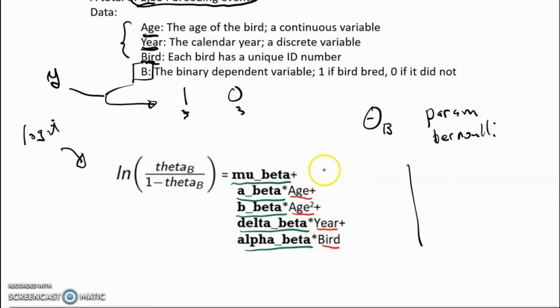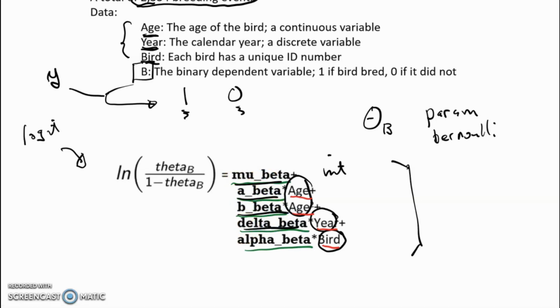So this first thing is just the intercept, the age of the bird, the calendar year, and then the ID number of the bird. So that's going to be the model that we're going to come up with. And then these are the various coefficients. The coefficient that I really want to focus on now is this one, because this is going to be really important in terms of interpretation.